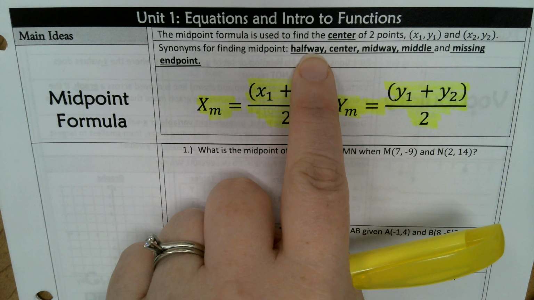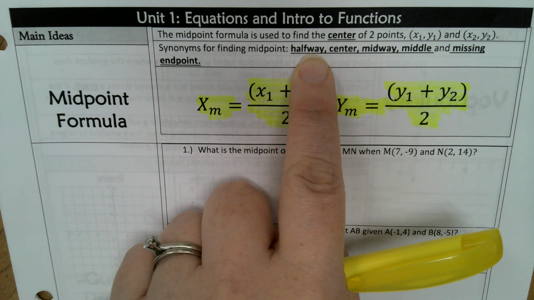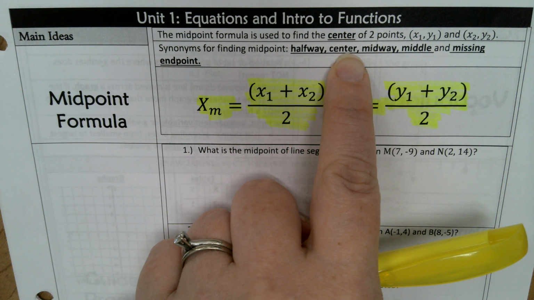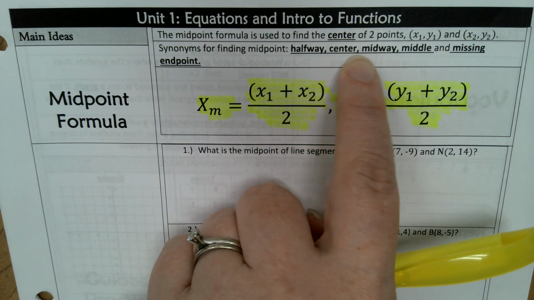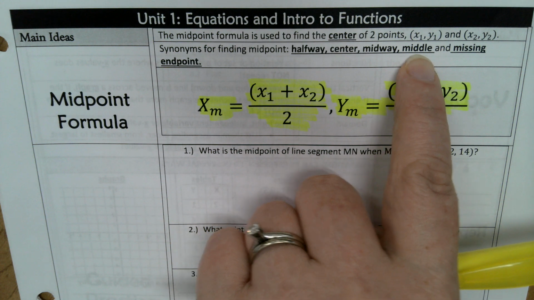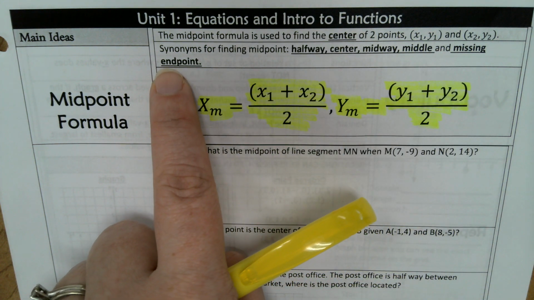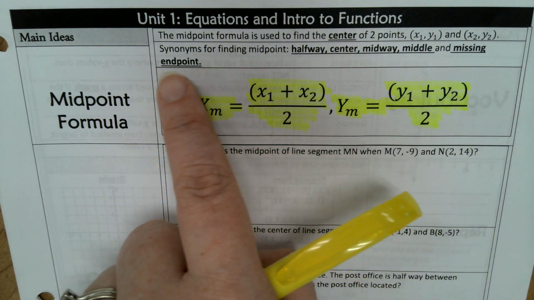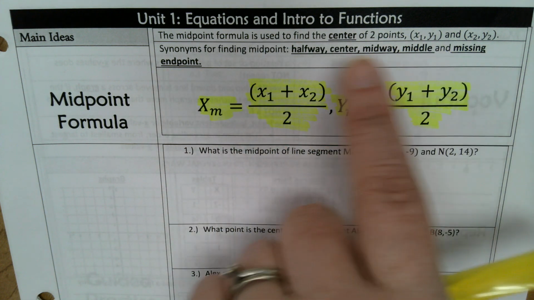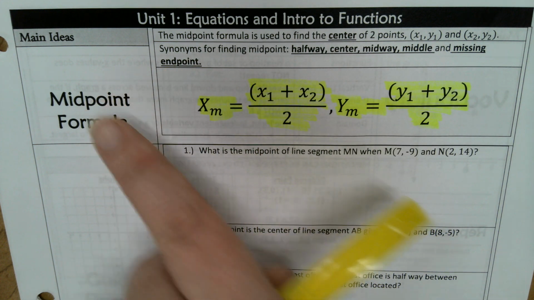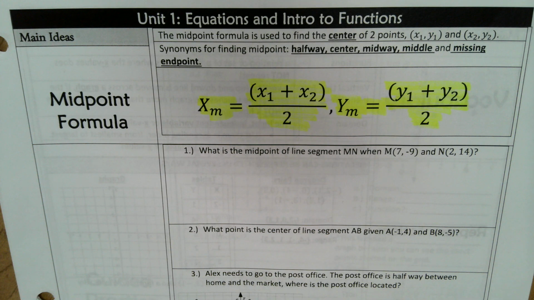What is the halfway point when I travel from North Carolina to South Carolina? Or where is the center of line segment A to Z? What's midway? Where's the middle? This one's going to be a special case. It does use the midpoint formula, just it uses it in a little bit different of a manner. Okay, but missing endpoint still uses the midpoint formula. It's just a bit different.